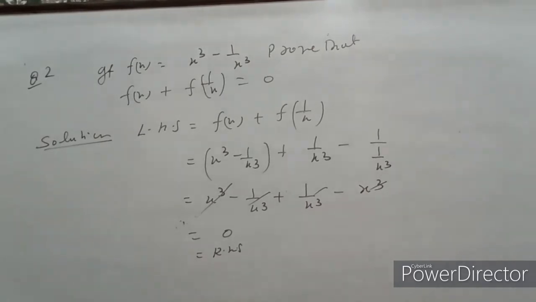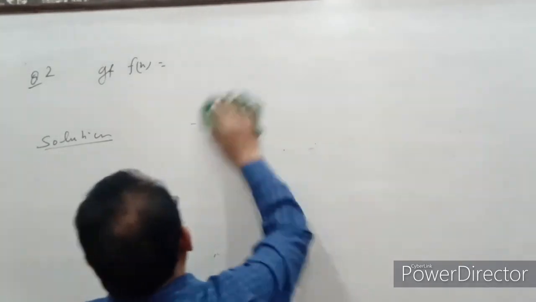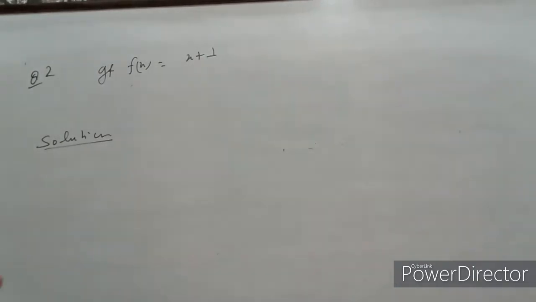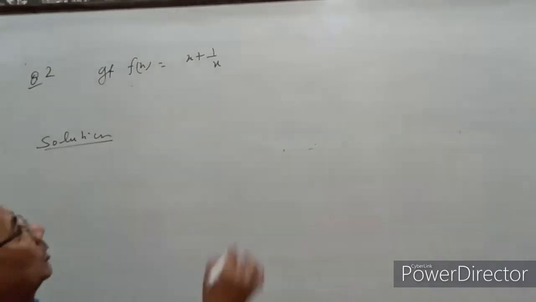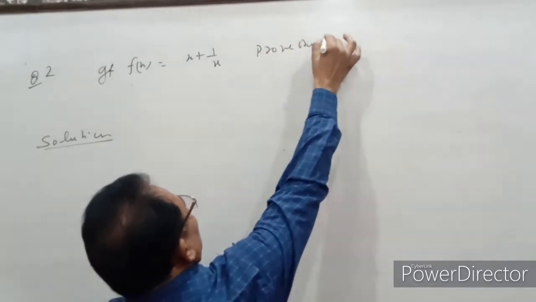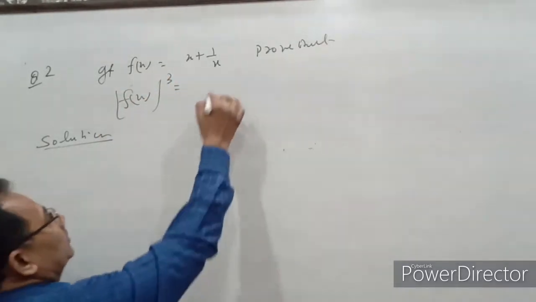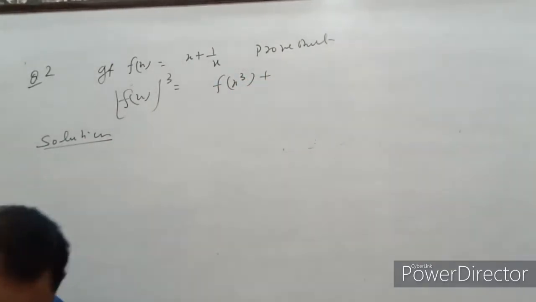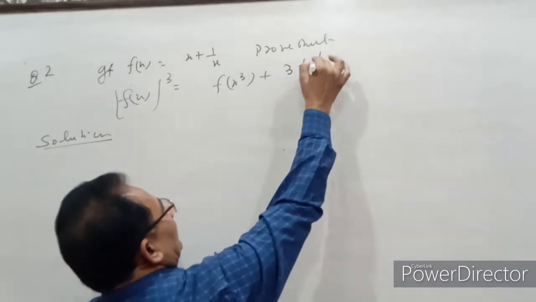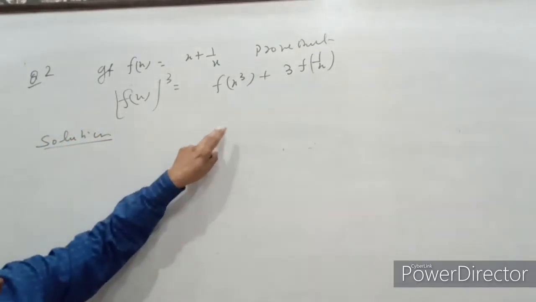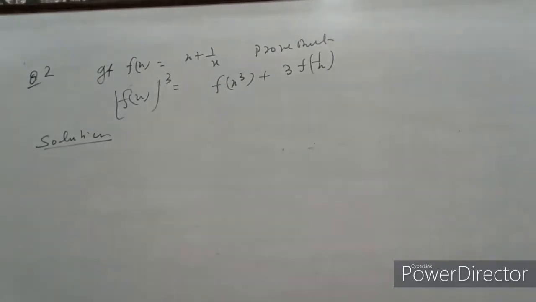Now you see the next question. If f(x) is equal to x plus 1 upon x, then prove that f(x) whole cubed is equal to f(x cubed) plus 3 into f(1 upon x). See, this question we just proved; in the same way, the same question, you have to prove this. Next question.